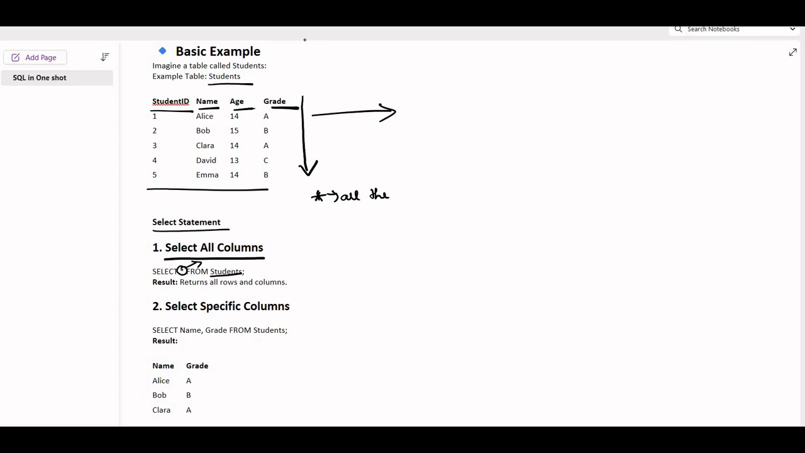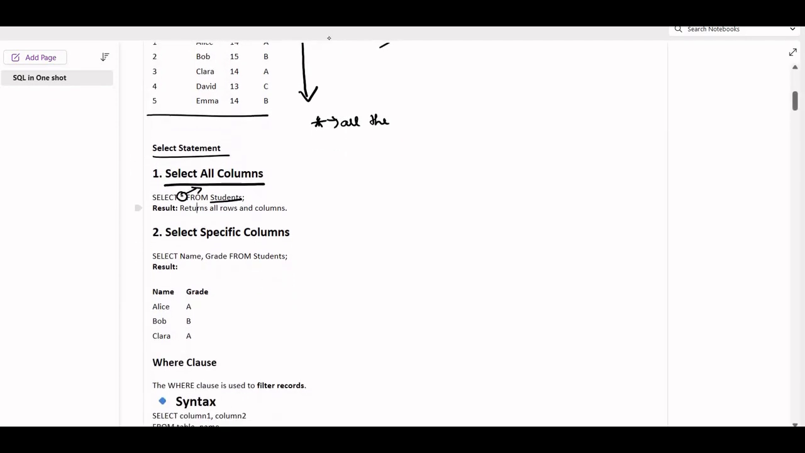The next one is, if you want to select specific columns, for example only the name and grade columns in the output table, you can use SELECT column name FROM table name. The syntax is SELECT whichever column names you want FROM the table name. So SELECT name, grade FROM the specific table.